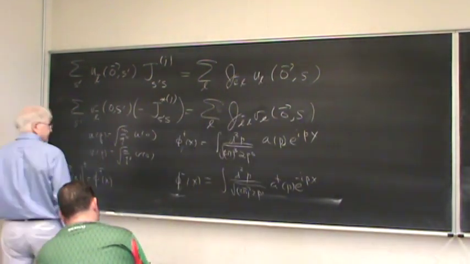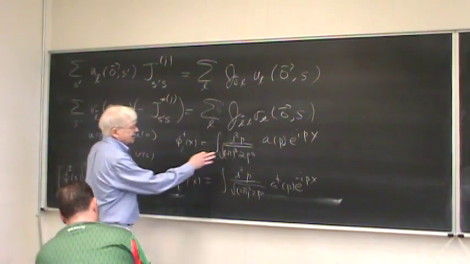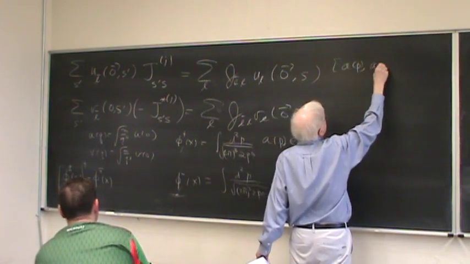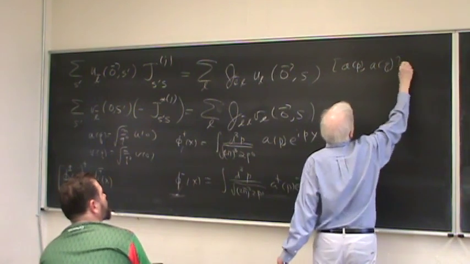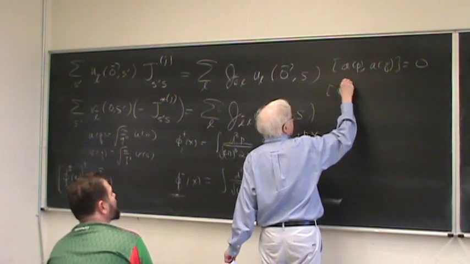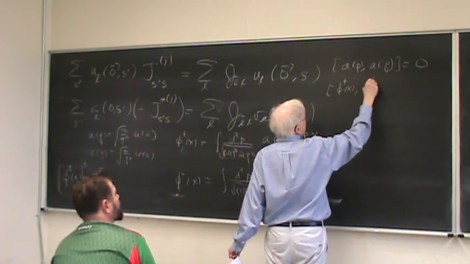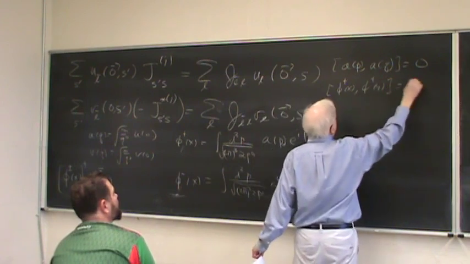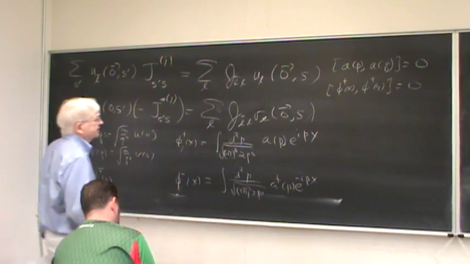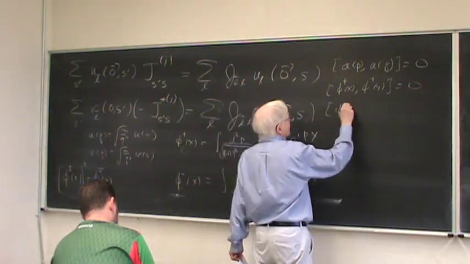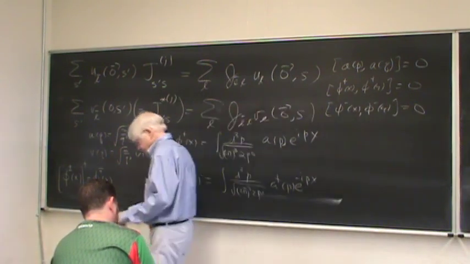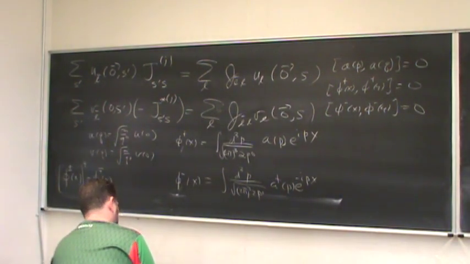Now, it's pretty clear here, since the commutation relations [a(p), a(q)] are just zero, that consequently phi plus of x, phi plus of y is always zero, whether x and y are space-like or not. And it's also true that phi minus of x, phi minus of y is zero.